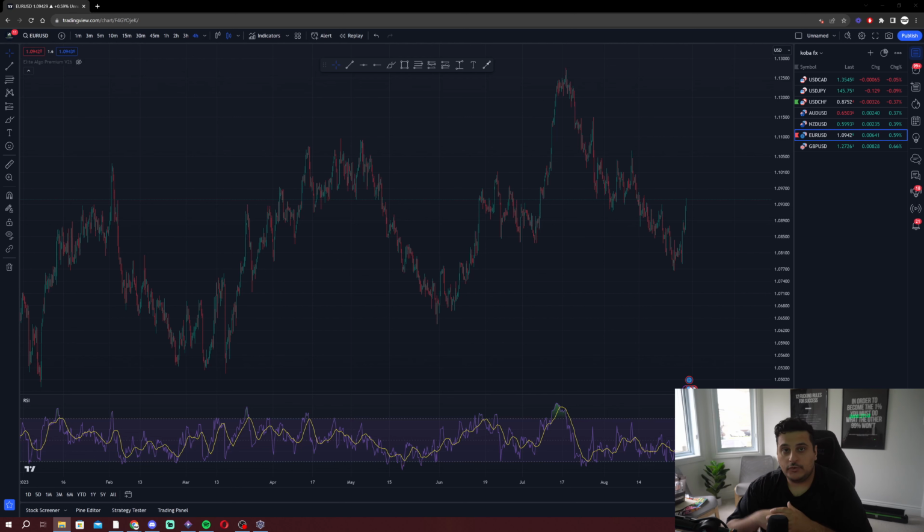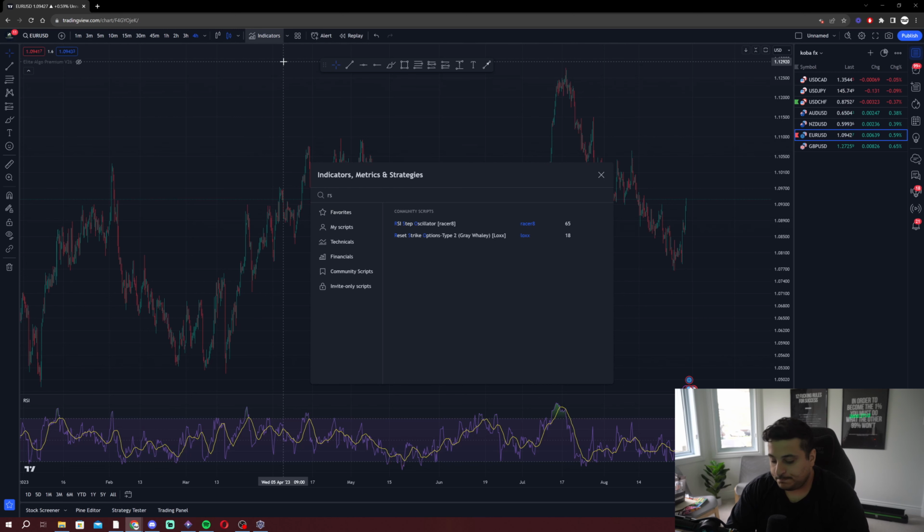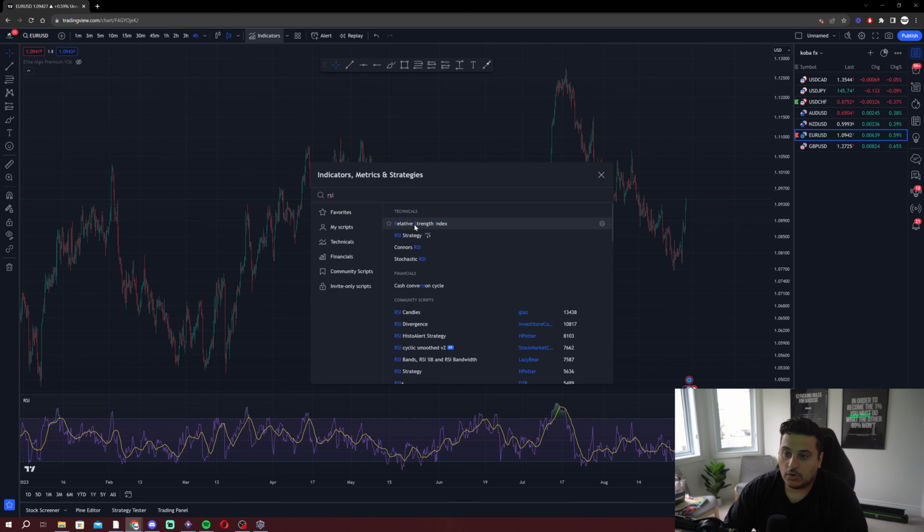The first thing we want to do is add the RSI indicator on our chart. So it looks like this. It's called the RSI indicator, Relative Strength Index. To get it on your chart, all you got to do is go to Indicators, type in RSI, and it should be the first one, Relative Strength Index. Click on that, and it's going to be added to your chart.